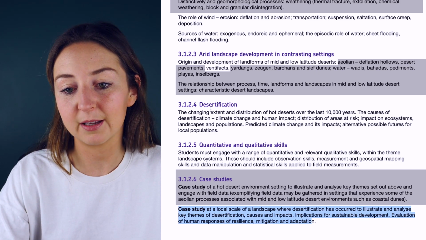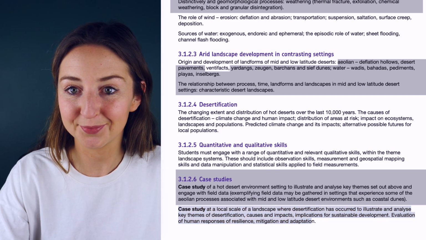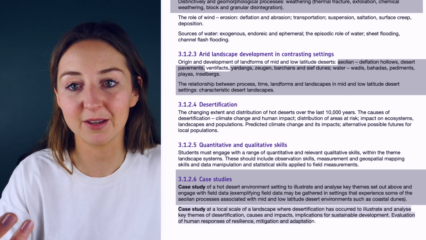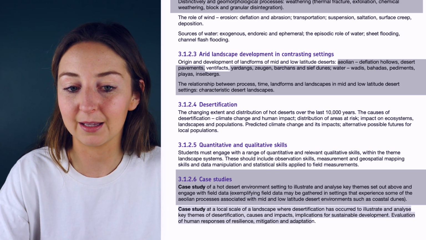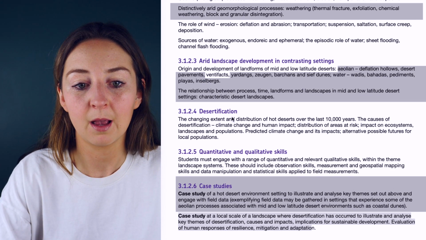So if that's on the list with desertification, I would definitely make sure you revise that, because as a hint it might come up. I'm not sure. These are just what I may be thinking from looking at the list that has been given.